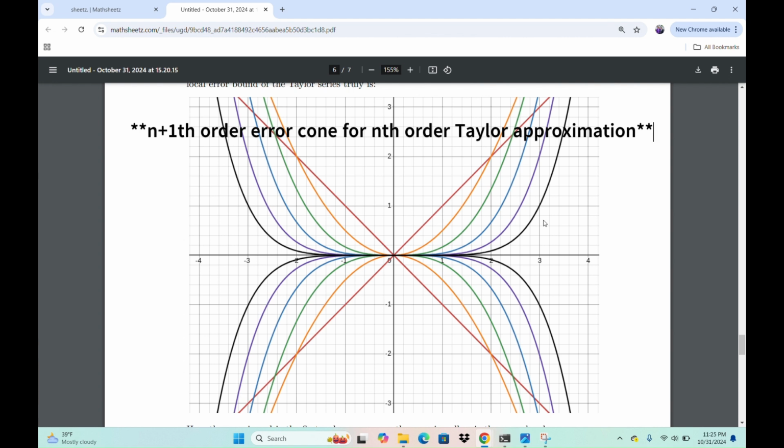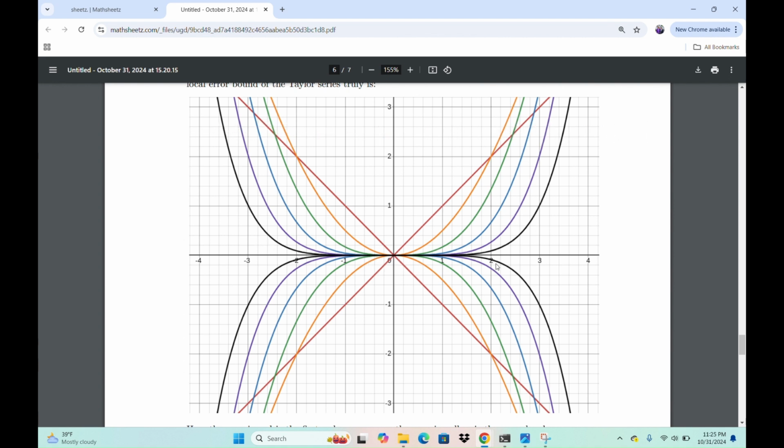Okay? Which is telling us that the Taylor series is getting better and better at approximating the function in this region. Look at this black error cone. Look at how good of an approximation we have in the interval, let's say -1 to 1, right? And -1 to 1 is a pretty big interval. I mean, it's all relative, right? But the point is, this is a powerful approximation.